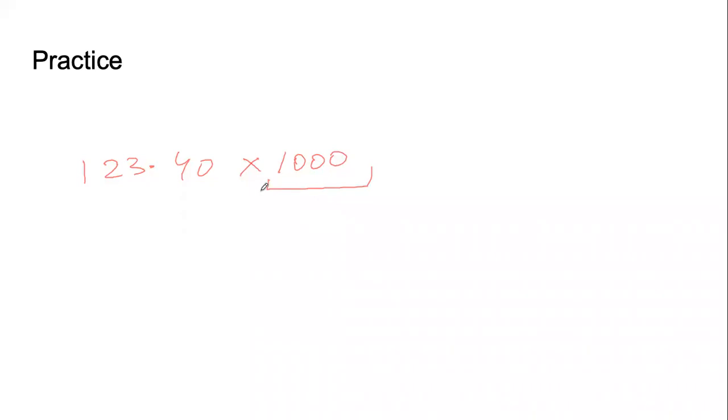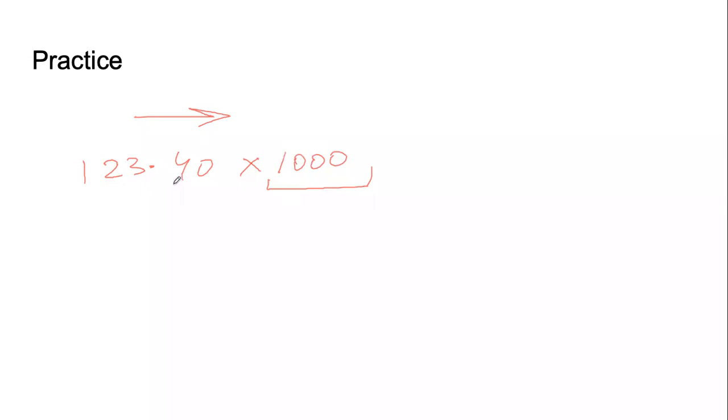There is a shortcut. Because we are multiplying, we will move the decimal point to the right. How many places to the right? 3 places to the right. Why 3 places? Because we have 3 zeros. 1 is followed by 3 zeros. So we have to move this decimal point, which is between 3 and 4, 3 places to the right.